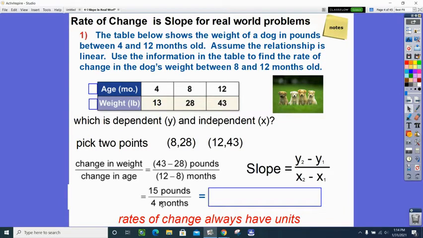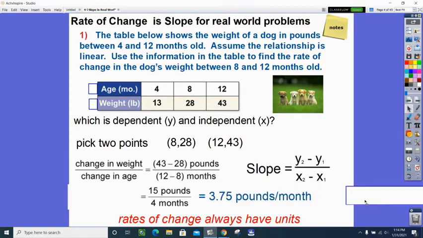And we kind of say, well, that's great, but I really would like a unit rate. What's happening every single month, every 1 month, right? Uno, 1 unit. So in order to get that unit rate, unlike slope with rate of change, we're going to take the top and divide it by the bottom. So pick up our calculator. 15 leads the way into the calculator. Divide it by 4. And this dog is growing 3.75 pounds per month.